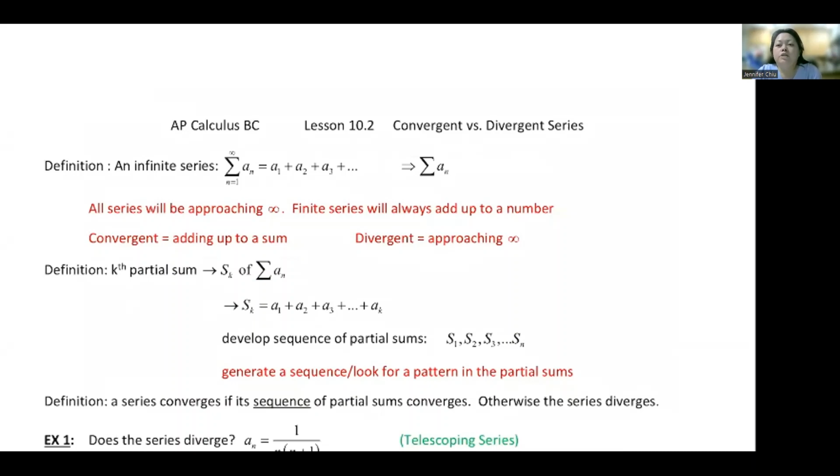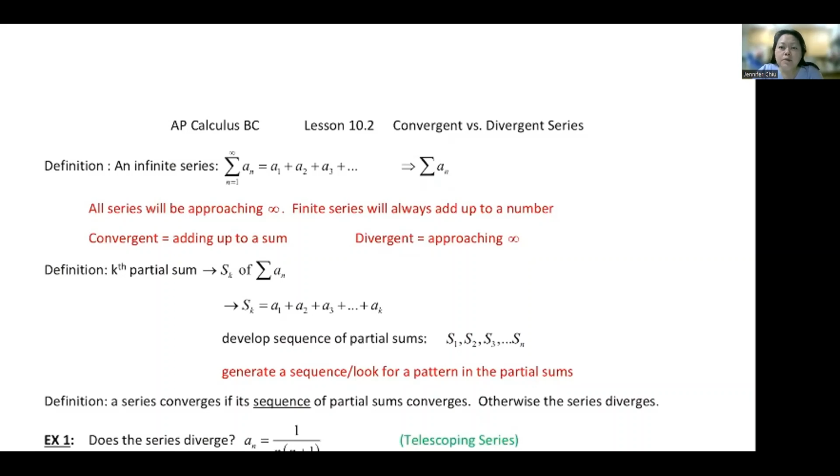Okay, we are in lesson 10.2, looking at series and determining whether they are convergent or divergent. In the previous lesson, you were to review the definitions of series versus sequences, to remind yourself that a sequence was just a pattern of numbers, and a series is actually adding up, summing up the patterns. So a series is a summation, and a sequence is just a list of numbers.